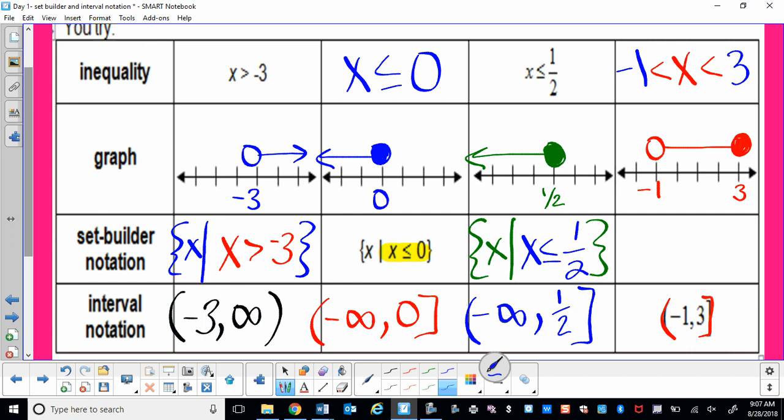Now that we have my inequality, I can make my set builder notation. I have my brackets, x such that, and in the middle, I'm copying exactly what my inequality says. x is greater than -1 and less than 3. And we'll get to more of that in a second.